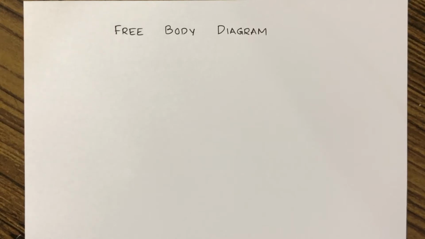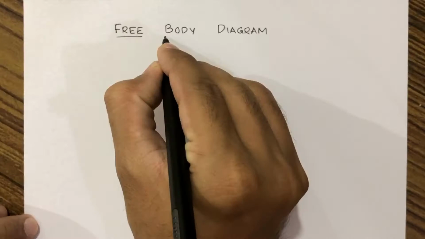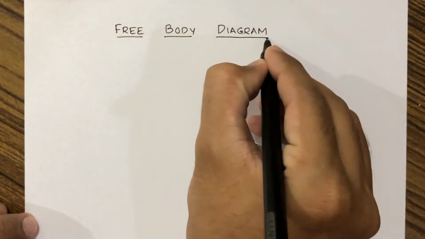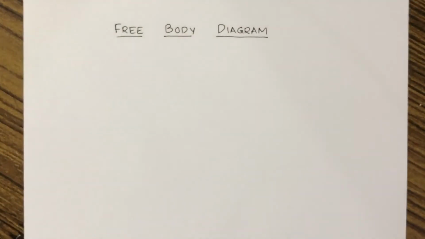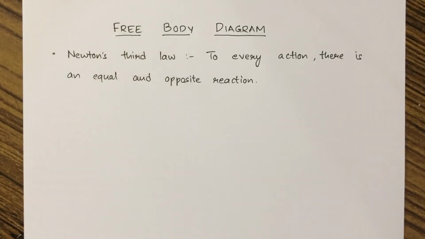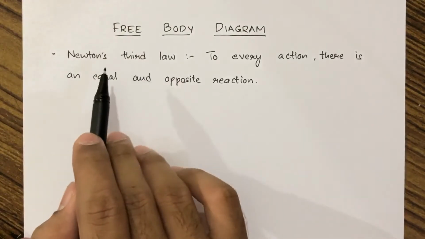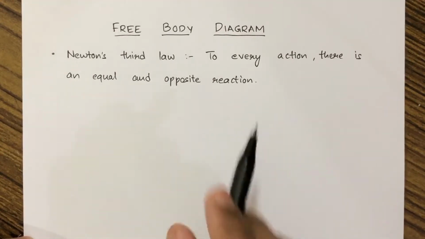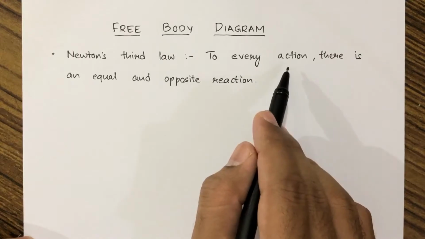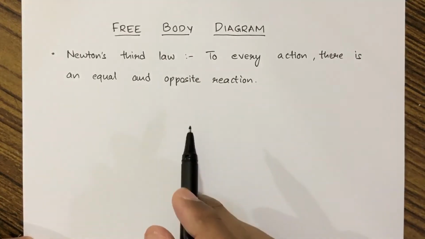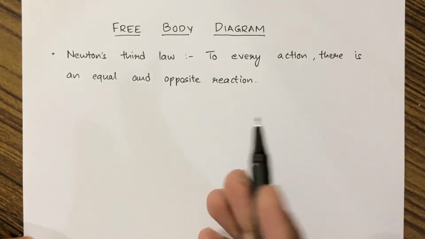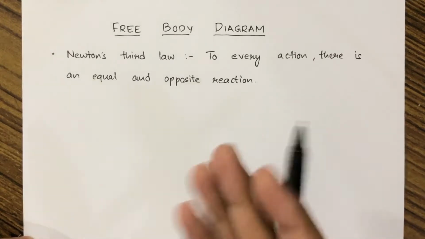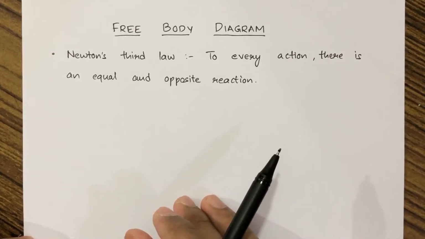Today's topic of discussion is free body diagram. This free body diagram is very important as far as your engineering mechanics is concerned. So we'll learn about the free body diagram. But before going to the free body diagram, we should know Newton's third law. It states that to every action there is an equal and opposite reaction. Hence, reaction is always equal and opposite to the action.